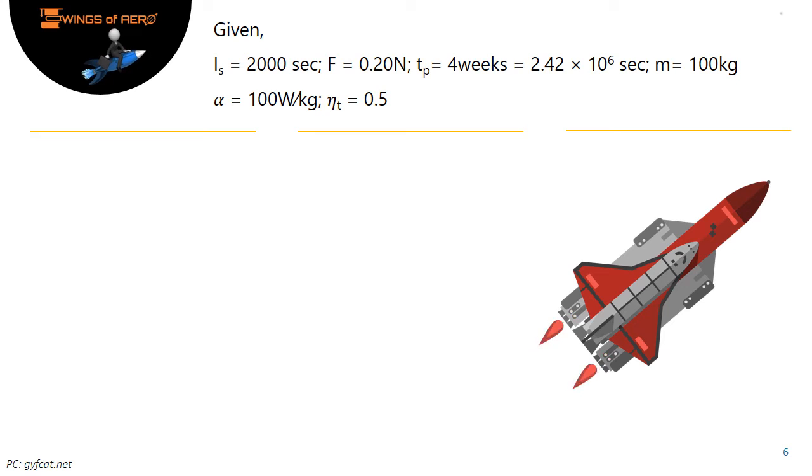Given data. Here the specific impulse I suffix s is 2000 seconds. Specific impulse at a speed which is effective exhaust velocity. Thrust F is equal to 0.20 Newton. Propulsive time T suffix P is equal to 4 weeks or 2.42 into 10 to the power 6 seconds. Payload mass M is equal to 100 kg. Specific power of the power plant alpha is equal to 100 watt per kilogram. Thruster efficiency eta suffix T is equal to 0.5.